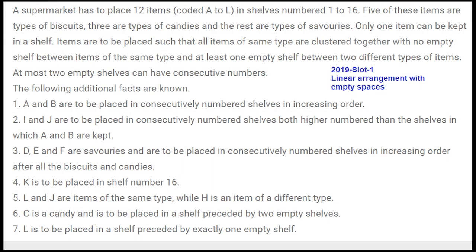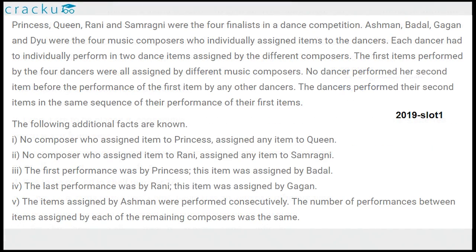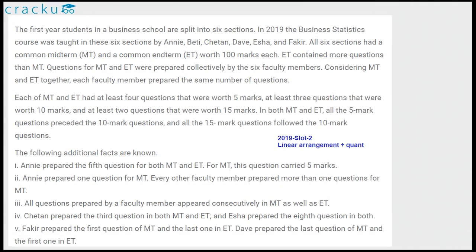Then in 2019 slot 1, we saw two linear arrangement questions in the same slot. One was with empty spaces. This was a unique question. We were arranging candies, biscuits and savories considering the different spaces between them. So the permutation was involved in this. And then in slot 1 again we saw linear arrangement with attributes. In slot 2 we saw linear arrangement with quantitative conditions. So these are the common variations in linear arrangement questions.